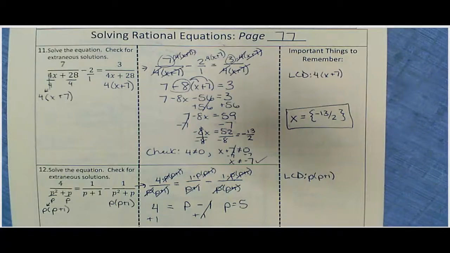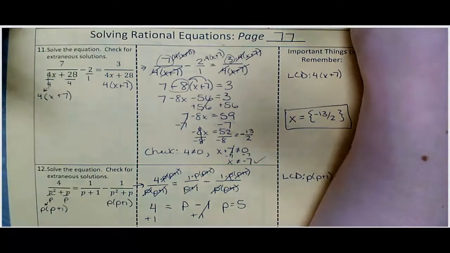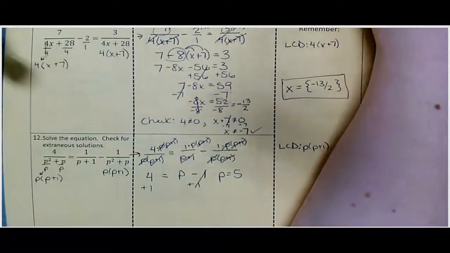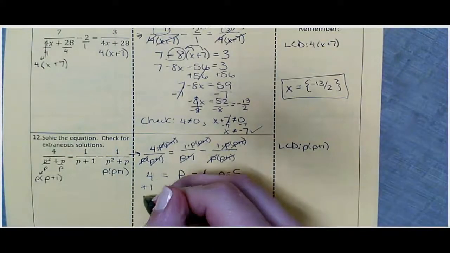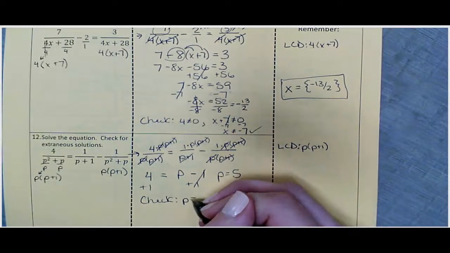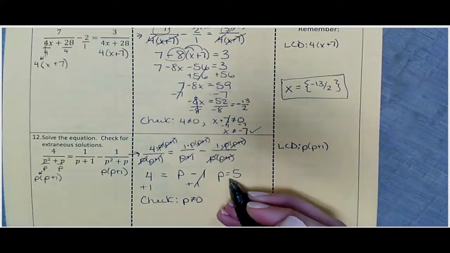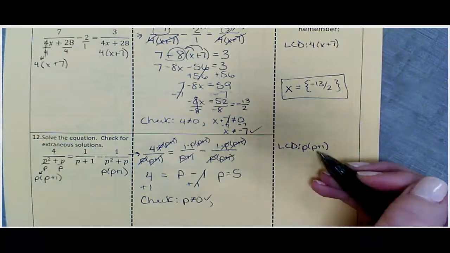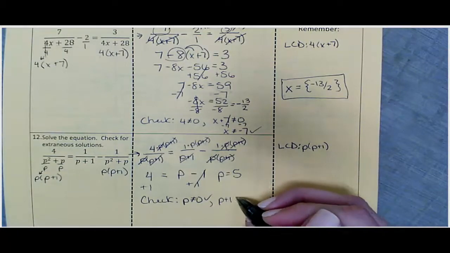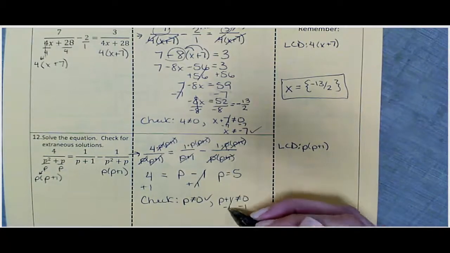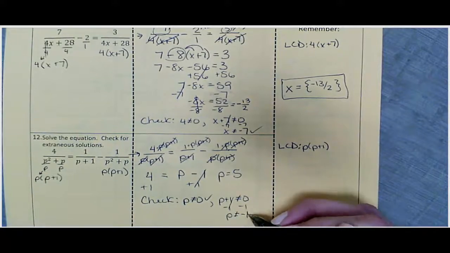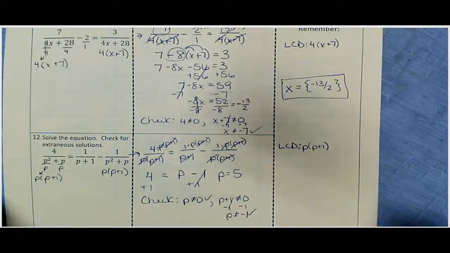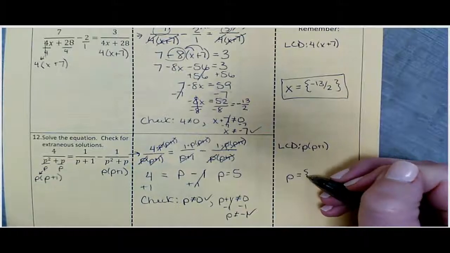I need to check to make sure that my least common denominator is not 0 whenever I use a p-value of 5. So to check, I take each of my factors. So p, I set it not equal to 0. Well, that's not a problem because I didn't get p equals 0. That's fine. And then I set p plus 1 as not equal to 0. So p cannot be equal to negative 1, which is, again, not a problem because I said that p was 5. So the answer is p equals 5.